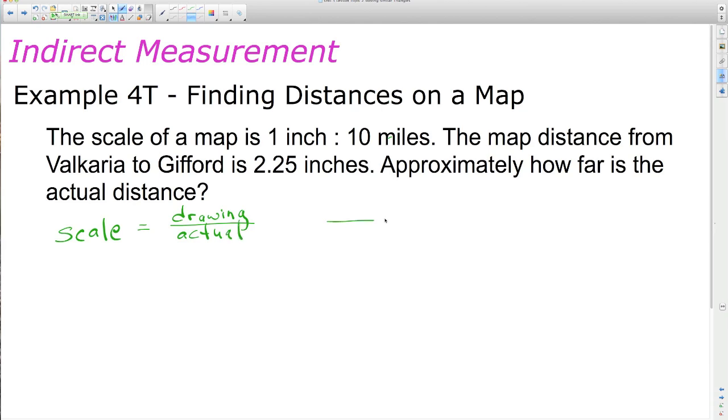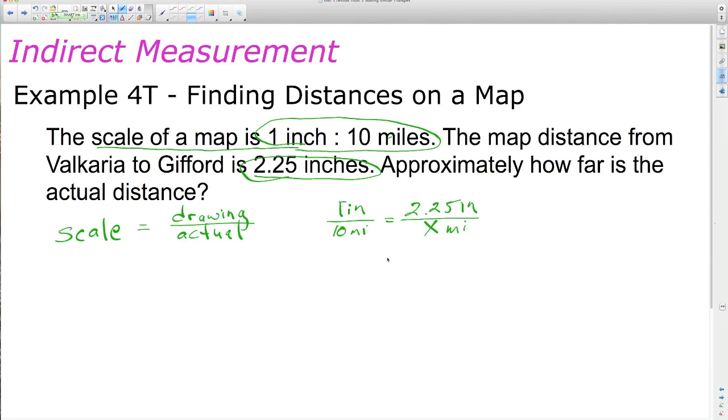So what we're going to do is set up a proportion. And we're told right here in this first sentence that the scale of the map is 1 inch to 10 miles. So on the drawing we have 1 inch and the actual distance is 10 miles. On the other side of our proportion, we're going to fill in the map distance, and it tells us that the map distance is 2.25 inches. We have to find how many miles.